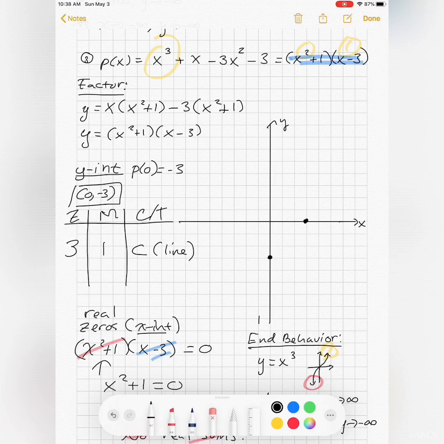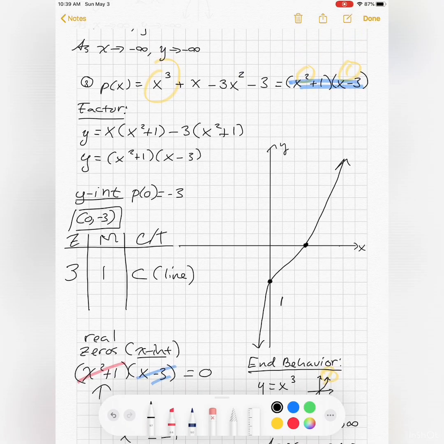Let me see if I can come up with a sketch then. So down, I've got to hit the y-intercept. I've got to cross like a line. So there's a basic idea of what that graph might look like.